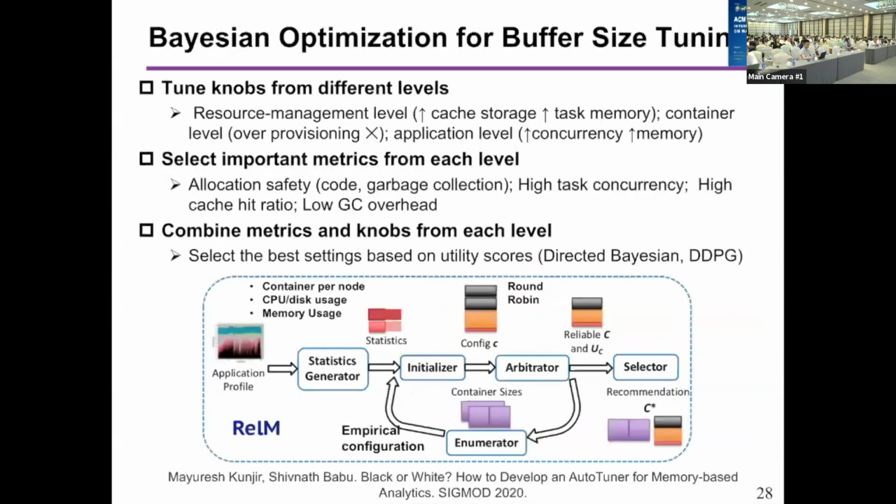And the next one is the knob tuning for Spark. You know that Spark has many knobs, and the knobs are in different levels, for example, resource management level, container level, and application level. In each level, there are some knobs, and these knobs have different effects on the performance. So how to capture the correlation from different levels? And next, how to select important metrics from each level, and how to combine the metrics and knobs from each level. So they work on this, and they use some Bayesian optimization to combine the different knobs from different levels.